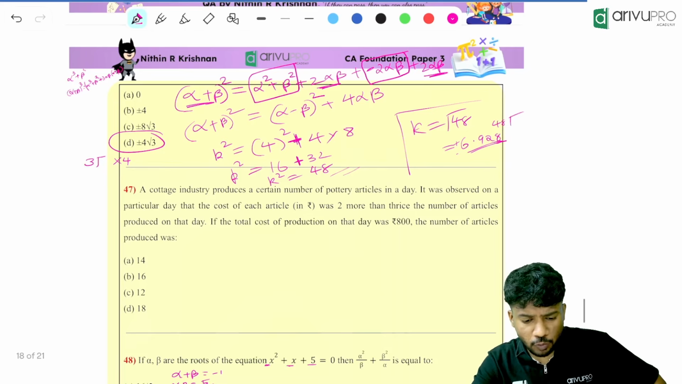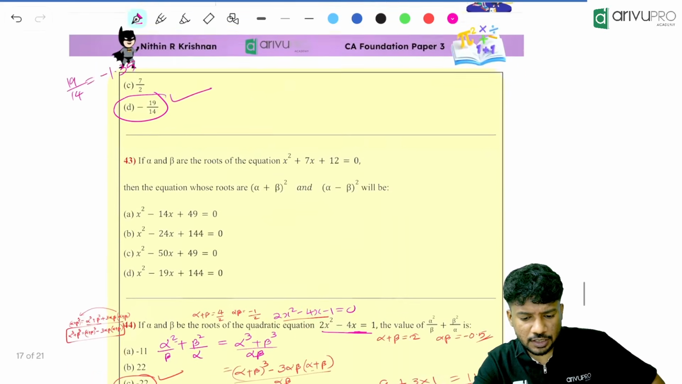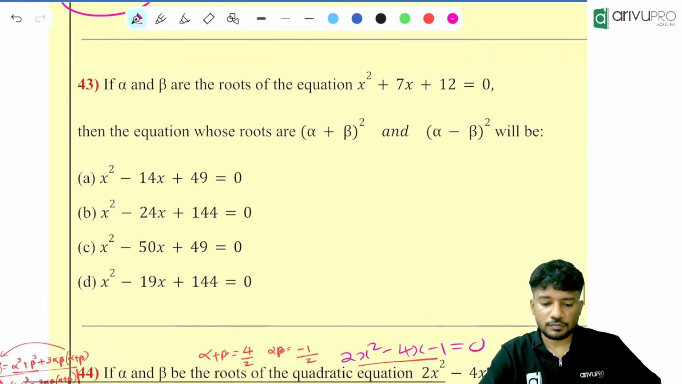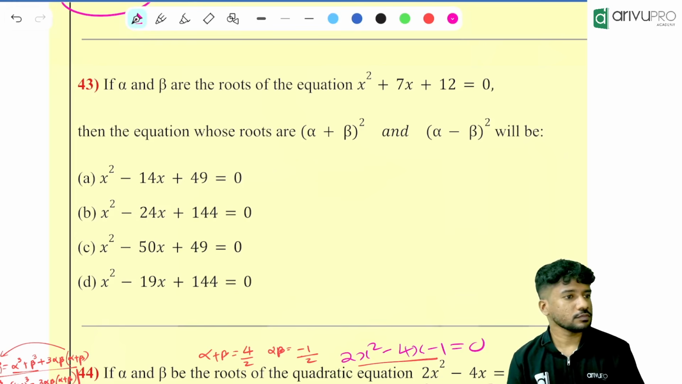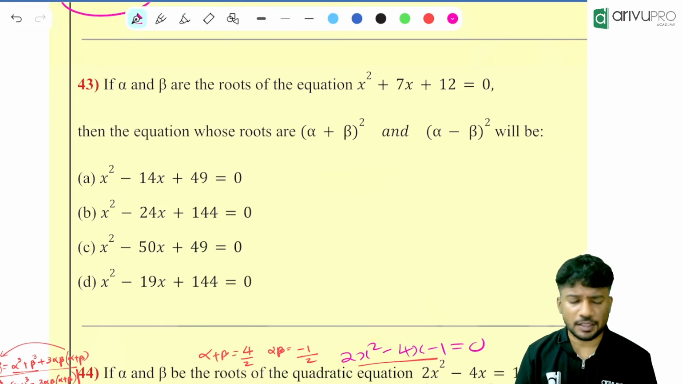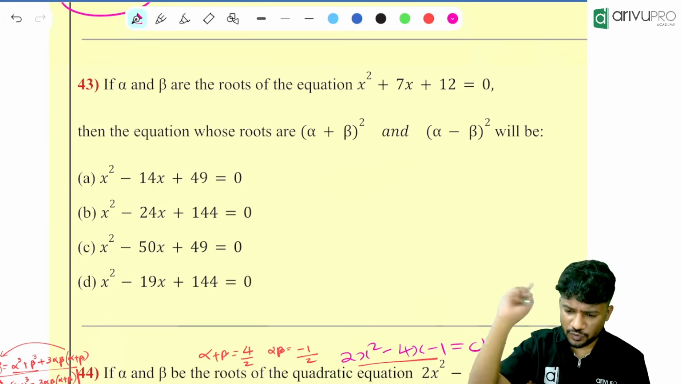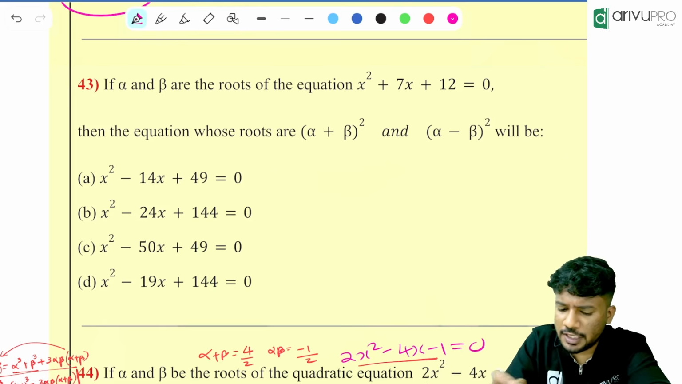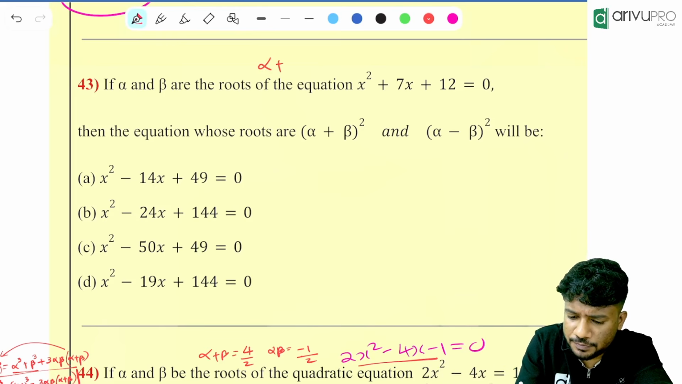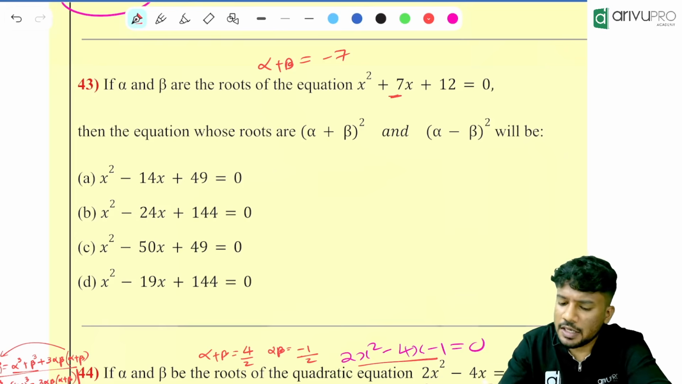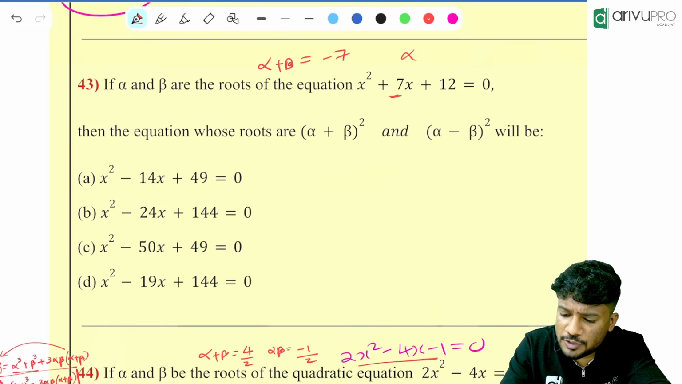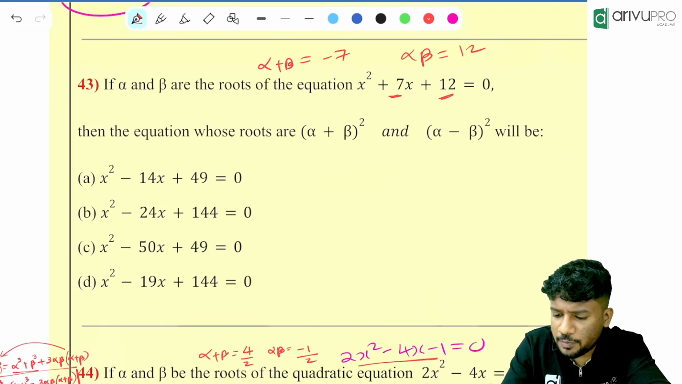Okay, people, next question is there for you. They are telling there is a quadratic equation with two roots alpha and beta. Directly informing us there is a quadratic equation with the roots alpha and beta. Then you tell me, what is the sum of the roots, alpha plus beta? Alpha plus beta is -7 divided by 1, that is -7. Then alpha beta, the product of the roots, is how much? 12 divided by 1, which is 12 itself.